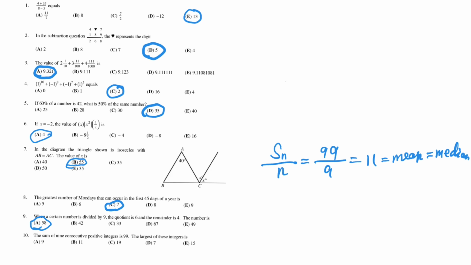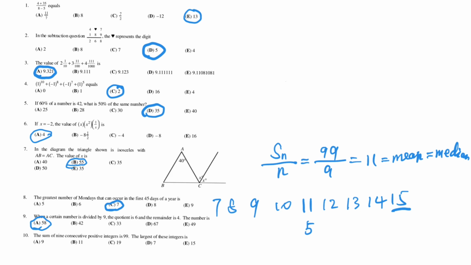Mean equals median. That means for the 9 numbers, the middle number is 11. We always know the median is the middle number. For 9 numbers, the middle number is the 5th number. So the 6th number is 12, and then 13, 14, 15. So the largest is 15. If they ask for the smallest, we just go backward, each time minus 1: 10, 9, 8, 7.